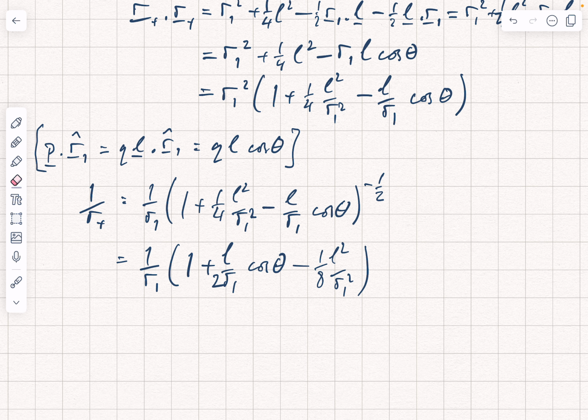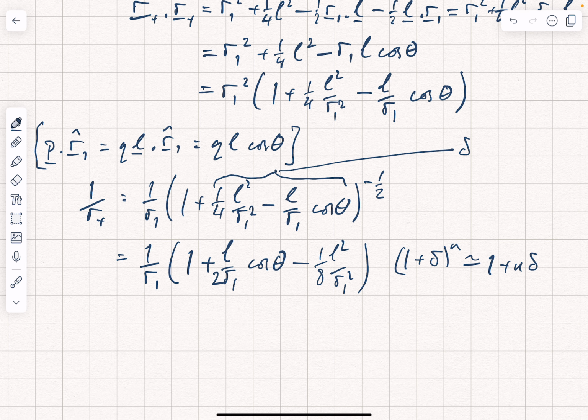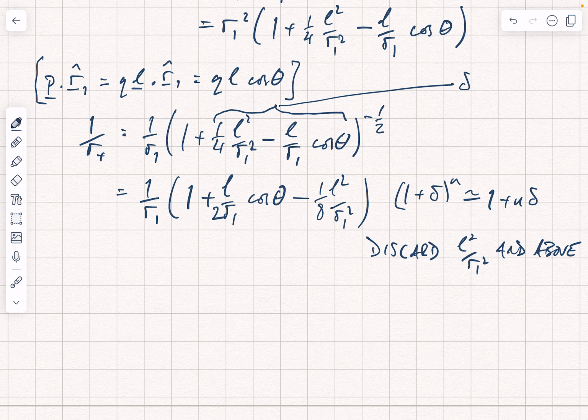That's an approximate expansion, and this is using the binomial expansion, where we're writing 1 plus delta to the power n is approximately equal to 1 plus n delta, and we've made this term here, L squared, equal to delta. This is delta. We're going to discard terms which are second order or above, so L squared over R1 squared and above. For the sake of simplicity, actually we'll see that the second order terms in this case would cancel. So 1 over R minus, which you can do for yourself as an exercise, is 1 over R1 into 1 minus L over 2R1 cos theta minus 1/8 L squared over R1 squared.